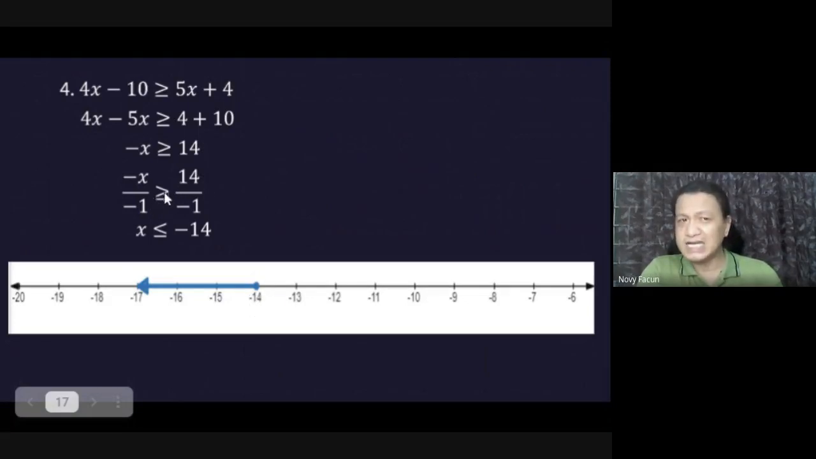Take note of this, nag-reverse ulit siya ng symbol because according to the rule, if the numerical coefficient of the variable is negative, you have to reverse the sign. Take note of the rule.